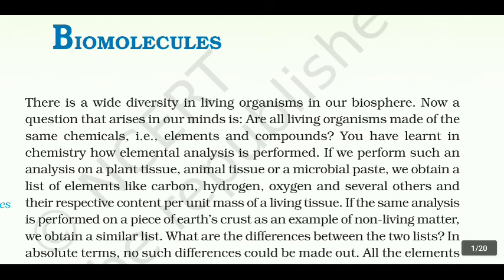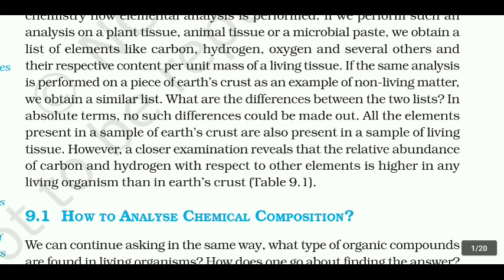If the same analysis is performed on a piece of Earth's crust as an example of non-living matter, we obtain a similar list. What are the differences between the two lists? In absolute terms, no such differences could be made out. All the elements present in a sample of Earth are also present in a sample of living tissue. However, a closer examination reveals that the relative abundance of carbon and hydrogen with respect to other elements is higher in any living organism than in Earth's crust.